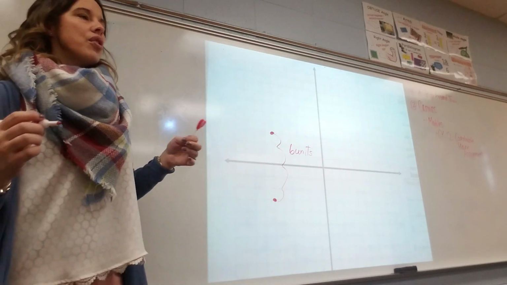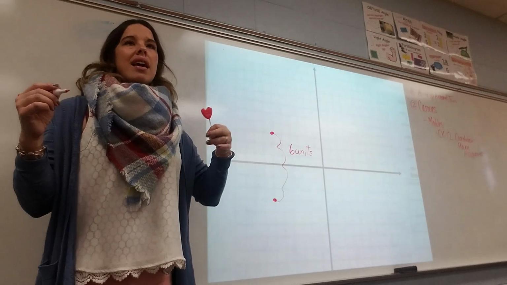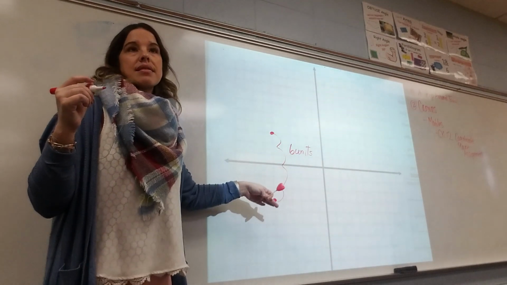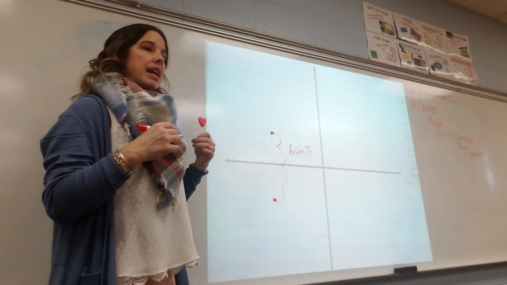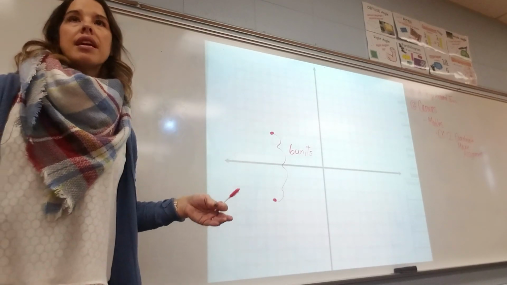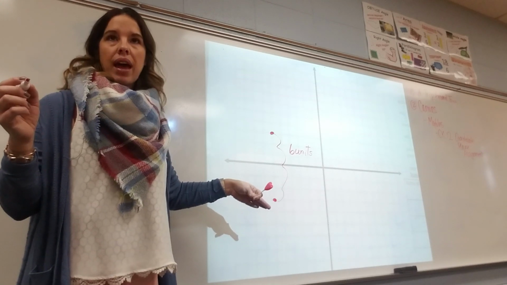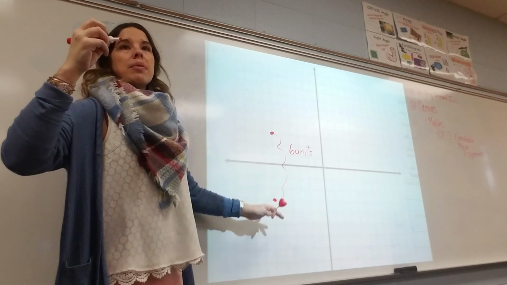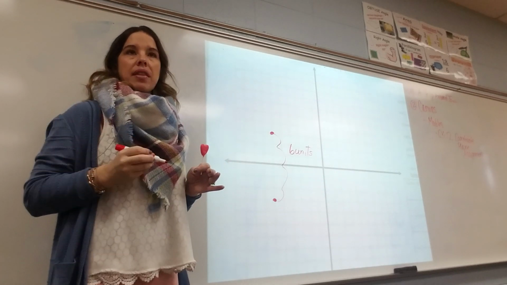Units is kind of a tricky word. In this case, units could mean spaces, 6 spaces away from each other. Or if it's a real world problem and you're talking about walking around a town, it could be 6 blocks. But units in this case means these two points are 6 spaces away from each other.